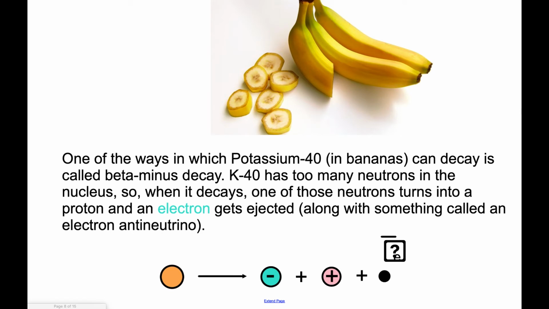One of the ways in which potassium-40, which exists in bananas, can decay is through a process called beta-minus decay. Potassium-40 has too many neutrons in the nucleus, which makes it a little bit unstable. So when it decays, one of those neutrons can sometimes turn into a proton, which stays in the nucleus, as well as an electron, which gets ejected from the nucleus, along with something called an electron antineutrino.